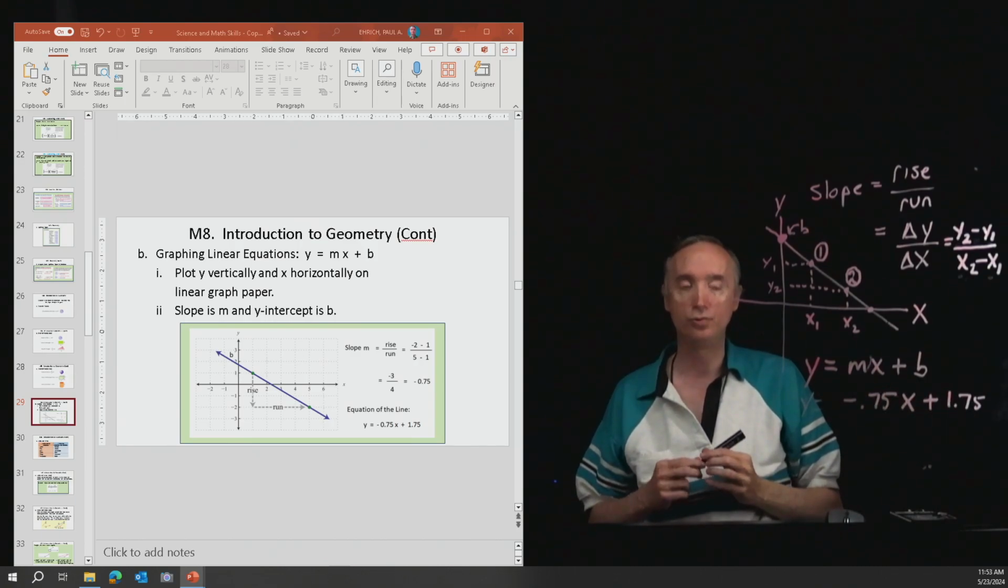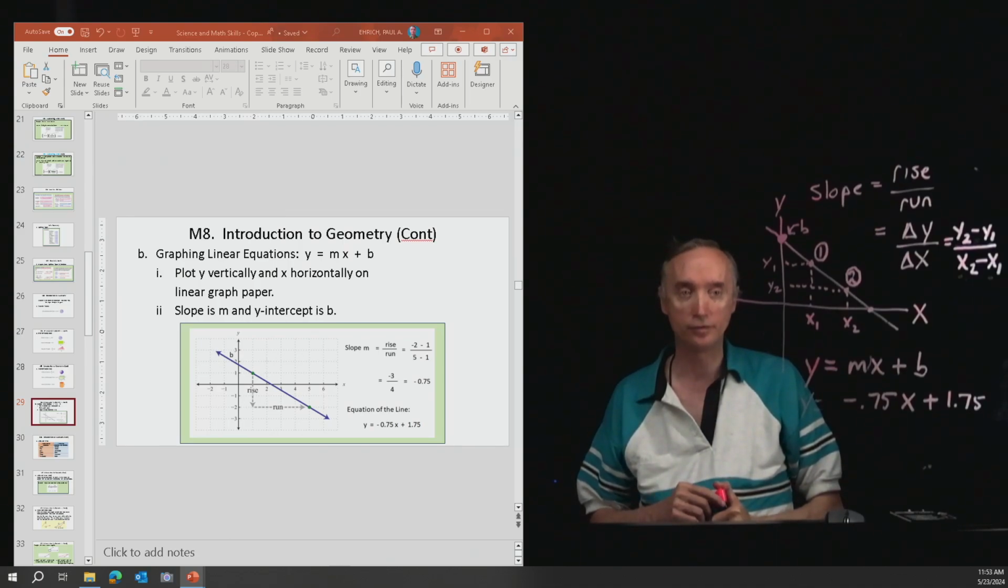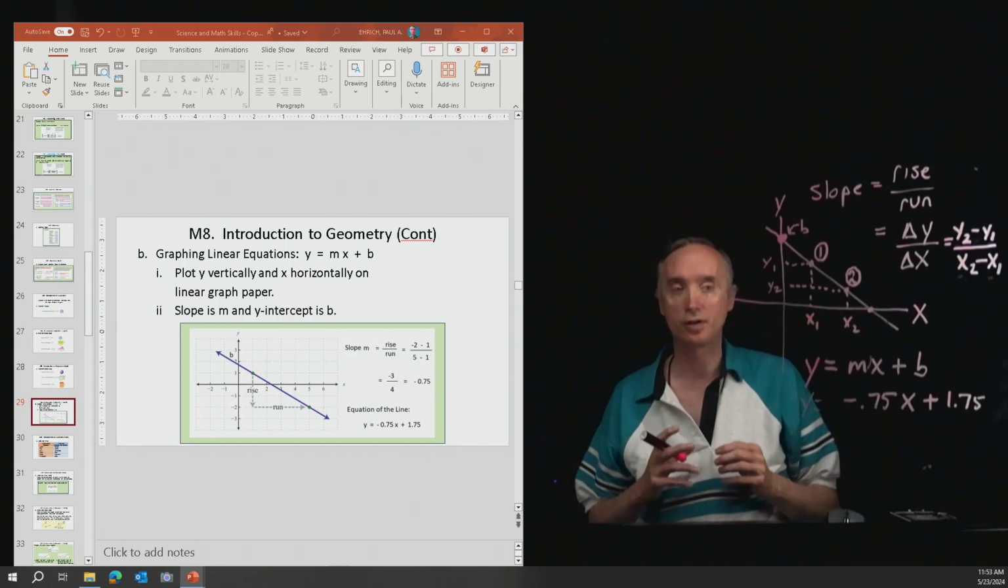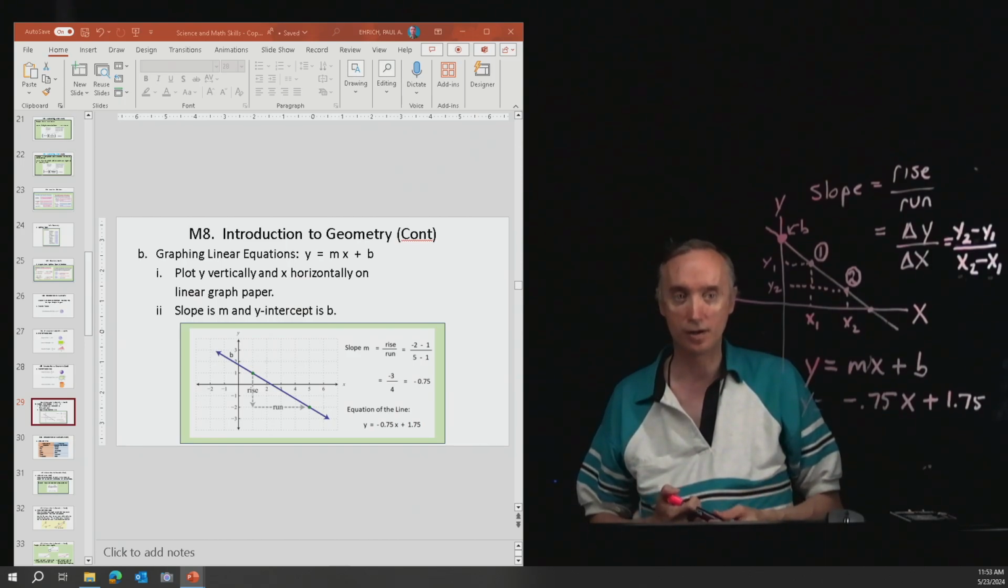So that's how you would manually calculate the slope of a graph. Now later I'm going to show you how you can use the computer, Microsoft Excel, to do that for you. But it's important to be able to do it just with a pencil and paper before you do it using the computer.